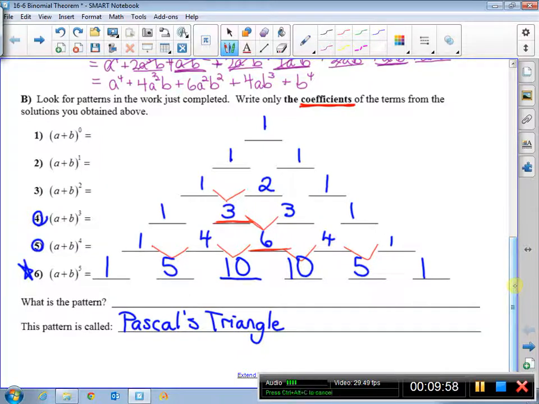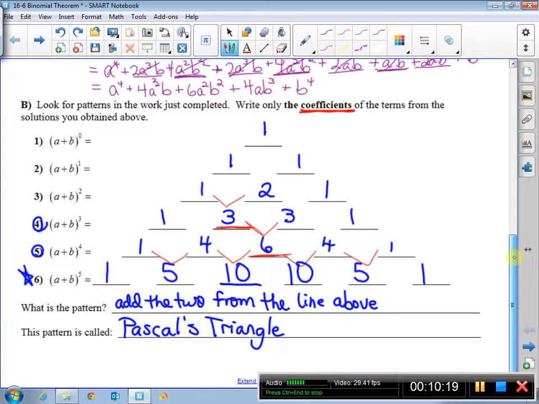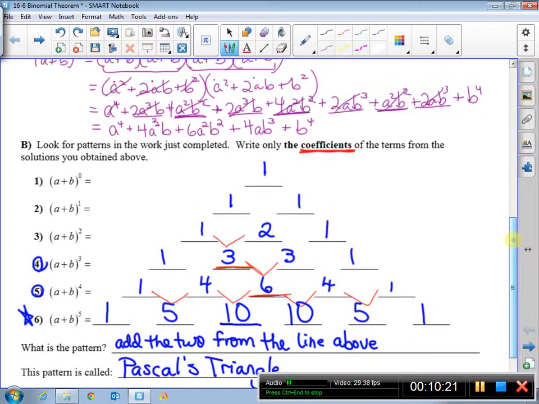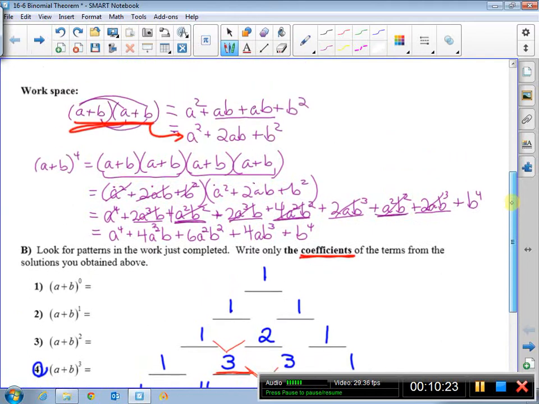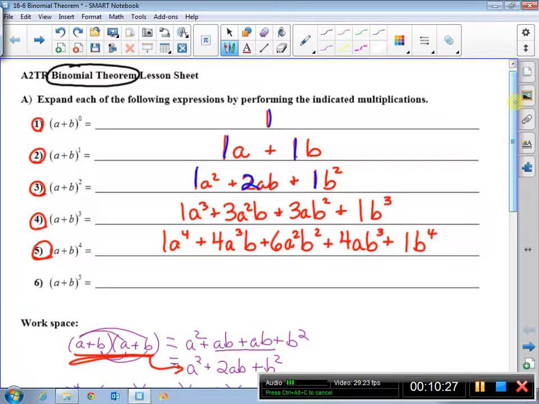So the pattern is to add the 2 from the line above. You might want to add a little more detail there. So now this 1, 5, 10, 10, 5, 1, that's going to be the coefficients of my next expansion.